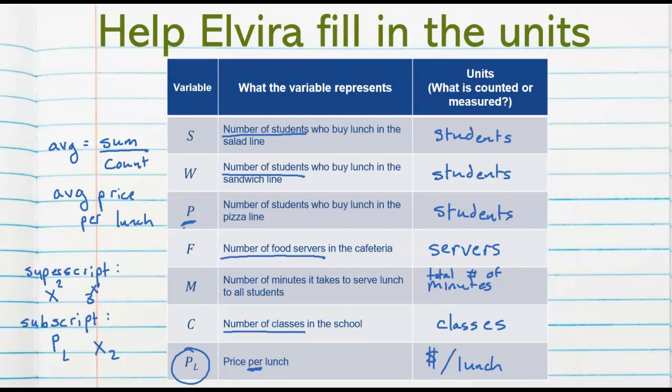It's not an operation. It doesn't mean we're doing anything with L or that L is a different variable. This is all a single variable, P sub L, and we could have named it something else. We could have named it Q. We could have named it B, but we just named it P sub L. That's all it means. It's another variable.